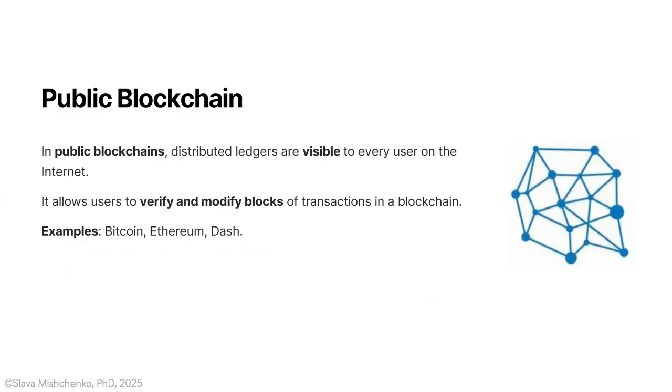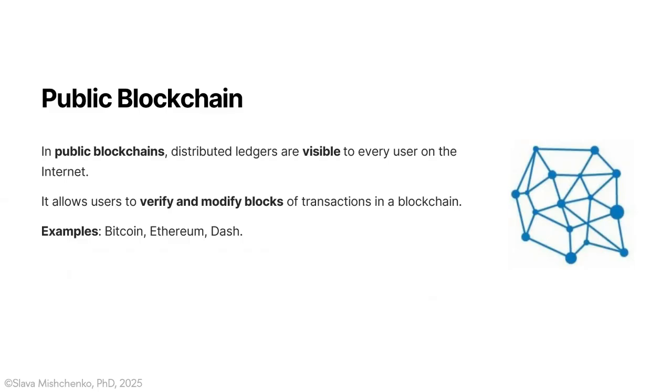So a public blockchain, as the name suggests, is completely open and transparent. You can imagine a giant digital ledger, for example, that anyone in the world can not only see, but also participate in. It's like a public park, open to everyone. And what makes public blockchains fascinating is that they allow any user on the internet to verify and modify transaction blocks. This level of openness creates an unprecedented degree of transparency in digital transactions.